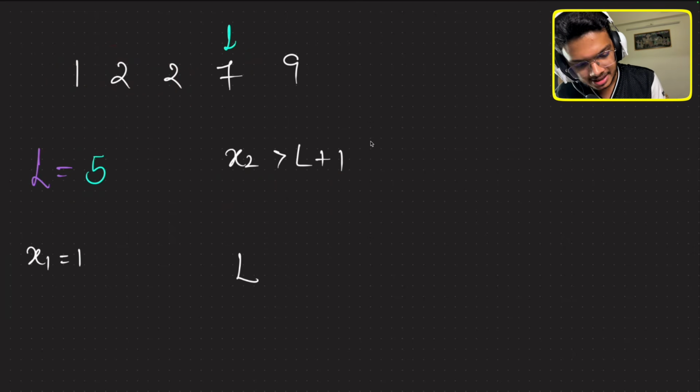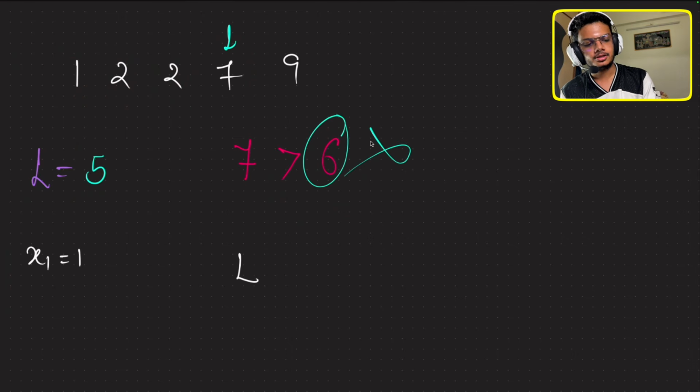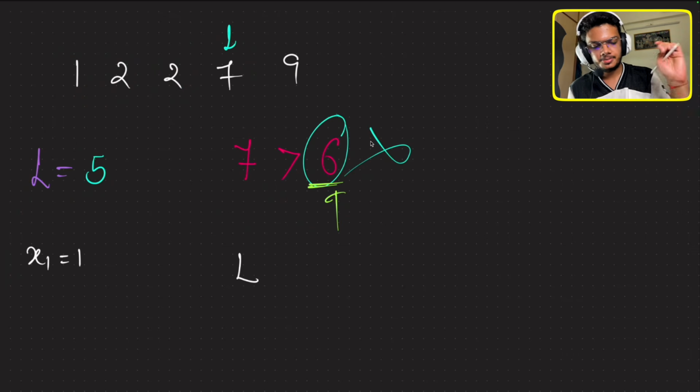Now we'll ask, is 7 greater than 6? L plus 1, right? It is indeed greater than 6. So this 6 cannot be created. And we'll print this 6 as our answer. Right? And so yeah, that's about the dry run.